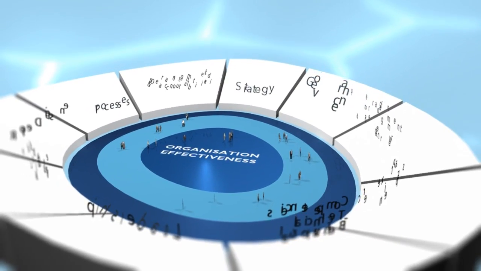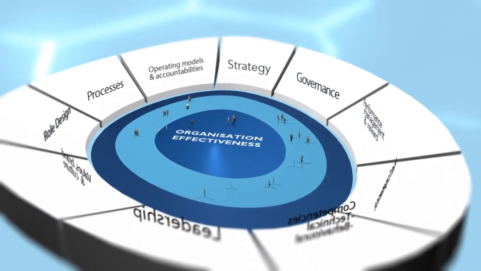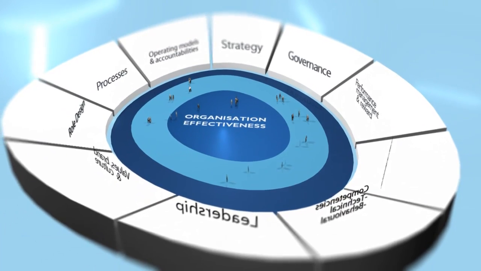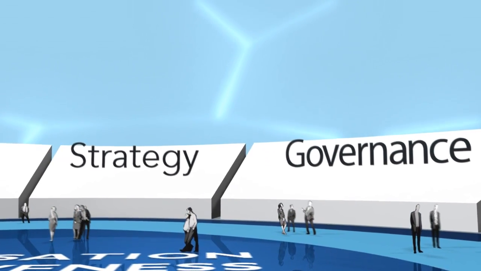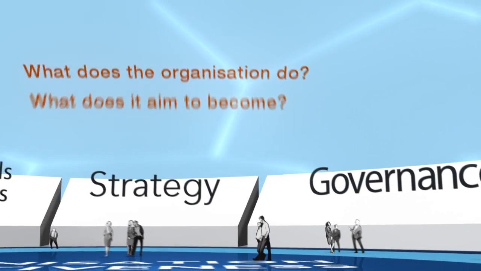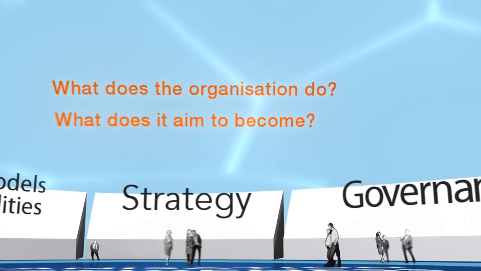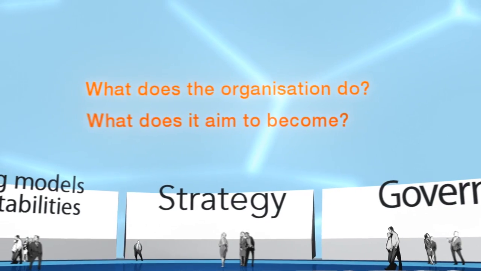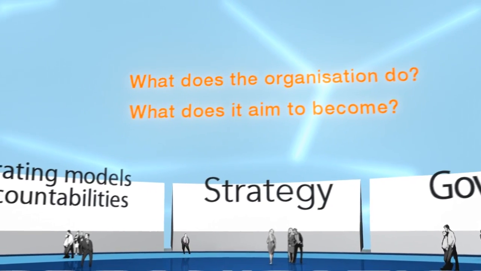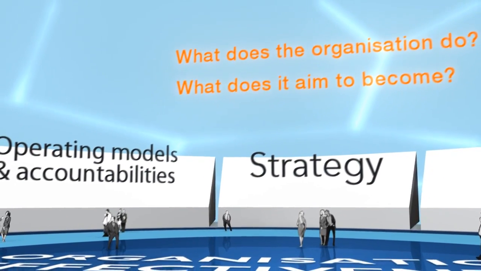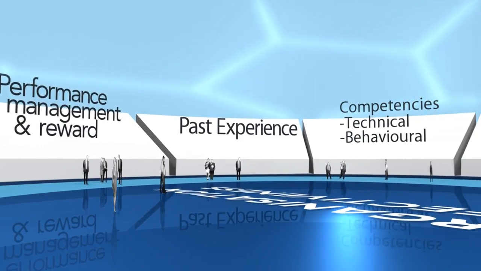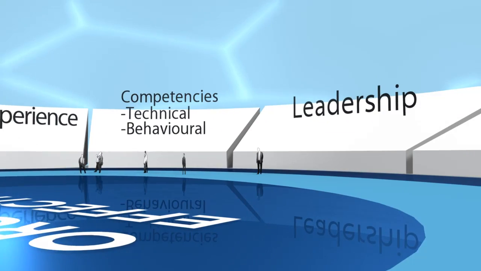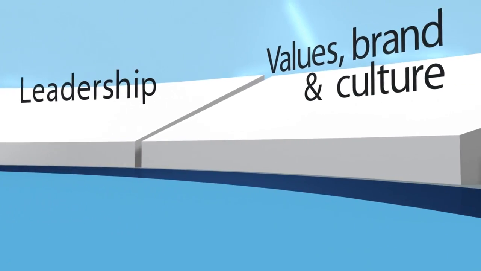We use this model with our clients, and you can use it too to help understand the effectiveness of your own organisation. Getting into it starts with some broad questions like, what does the organisation do? What does it aim to become? These questions lead us, with a bit of digging, into the tangible components of the OE model, strategy and operating model. When we continue to explore, we can bridge into the less tangible by asking, how do people know what to do and do it?